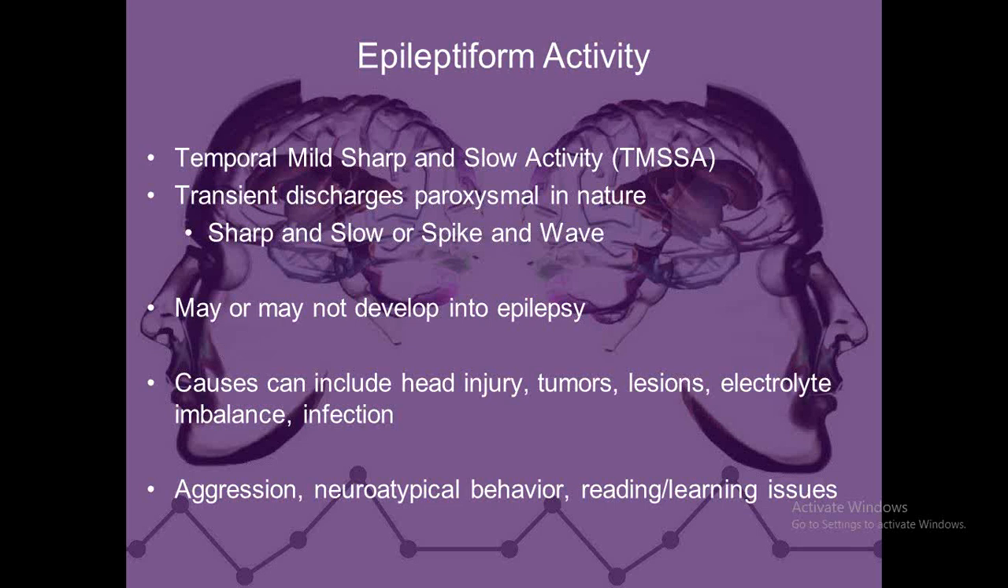The temporal mild slow and sharp activity is an abnormal wave, but it's not a spike. Transient discharges could be considered in that. When they're paroxysmal in nature, they can be paroxysmal and still not be a spike, because it could be a deeper brain spike that's just now working its way to the surface and doesn't meet the criteria of the speed that a spike would actually hit.